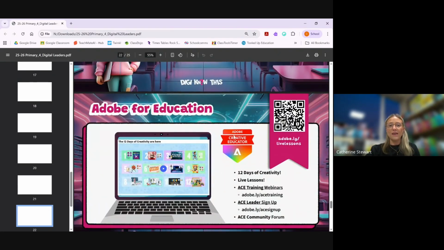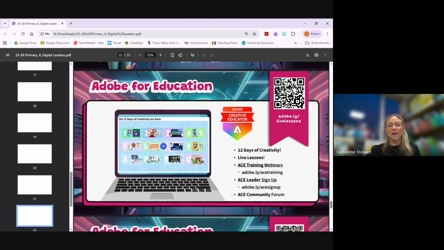And the last couple of things that I just wanted to point out that I know myself I've been using, and lots of people have been talking about, is the 12 Days of Creativity on Adobe. They are all little guided lessons. Now, I have been doing them with P4, so they're really accessible. Not all of them are as easy as others, obviously, but we've done 5 of them so far, and all of my class have managed really, really well. So I know we're going a little bit off digital leaders, but if my P4s are doing it, you could be doing them with P5, P6, P7.